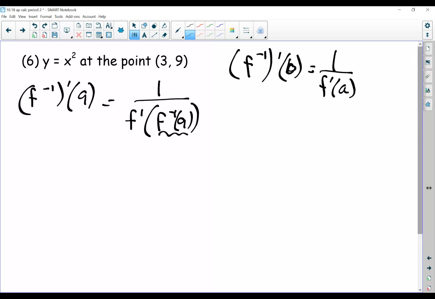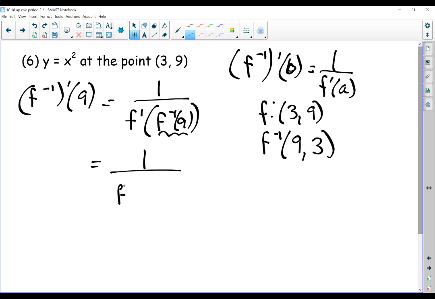I think this is confusing. So what I have to think is, okay, if f has the point (3, 9), then f inverse has the point (9, 3). So f inverse of 9 would be 3 because the x's and the y's switched, and that would give me 1 over f prime of 3. So if I can figure out what f prime of 3 is, that would be the slope at this point on f. Is it the slope at 3? We can find the reciprocal of that and get our slope of our inverse graph at 9.